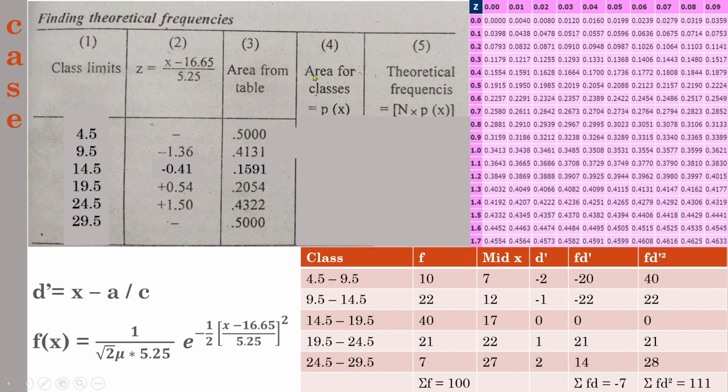What is the area in between those values? So how are we going to find the area in between the classes? Here the classes begin from 4.5, 9.5, 14.5, 19.5, like that, 29.5, and we have written down each of the classes and its limits. So area for classes means the difference between each of these classes depending on the limits which we have written here. So first one is 0.5 and the next area of the next class is 0.4131.